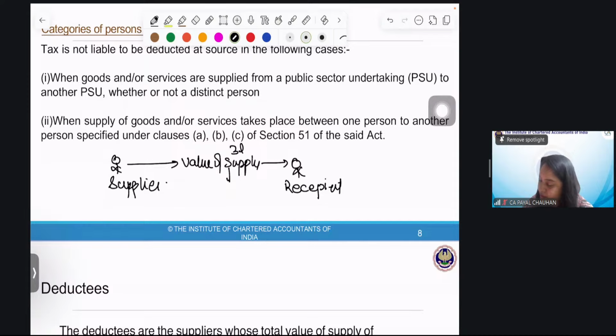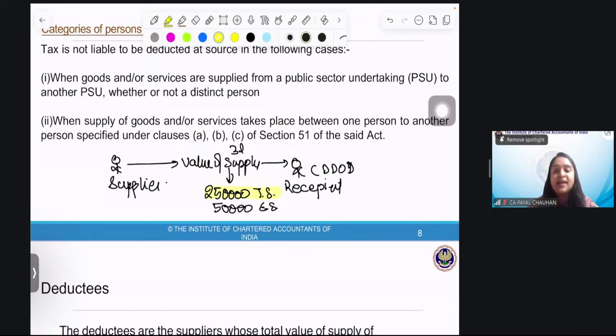Now the thing is, 3 lakh has 2,50,000 rupees taxable supply and 50,000 rupees exempted supply. And the recipient is covered under the category of DDO. Tell me, is the TDS deducted or applicable or not? Very good. No. First of all, we'll only consider the taxable supply, and the taxable supply should exceed 2,50,000. So in this case, the TDS will not be deducted.